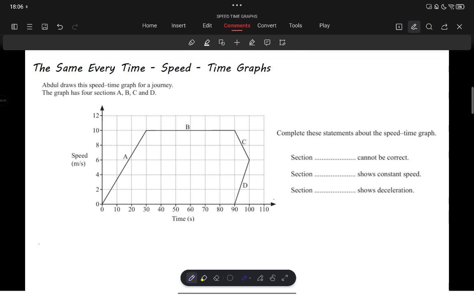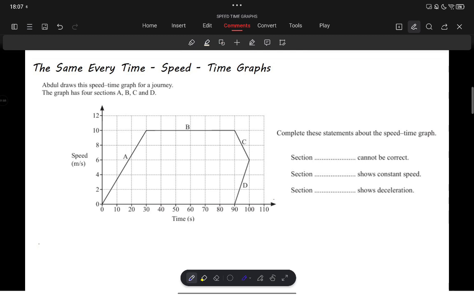Let's have a look what's going on here then. Complete these statements about the speed time graph. Section something cannot be correct. So one of these sections is wrong. Section something shows constant speed and section something shows deceleration. Well, I'll give you a few seconds to think about that, or you can pause the video, but I'm going to fill it in now.